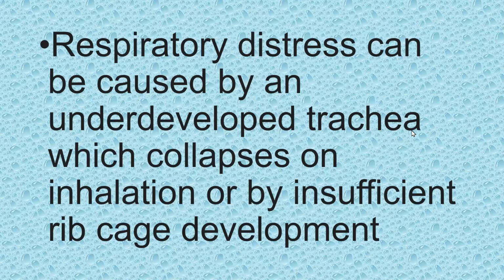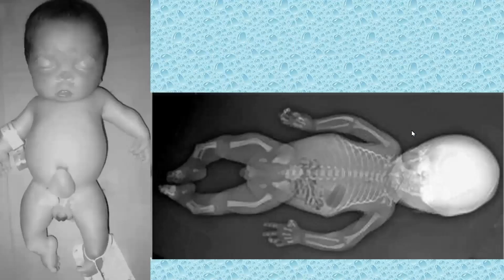This is a child with camptomelic dysplasia. You see the head, it is large. Look at the leg on the right-hand side. It's angulated. There is bowing. It's curved.